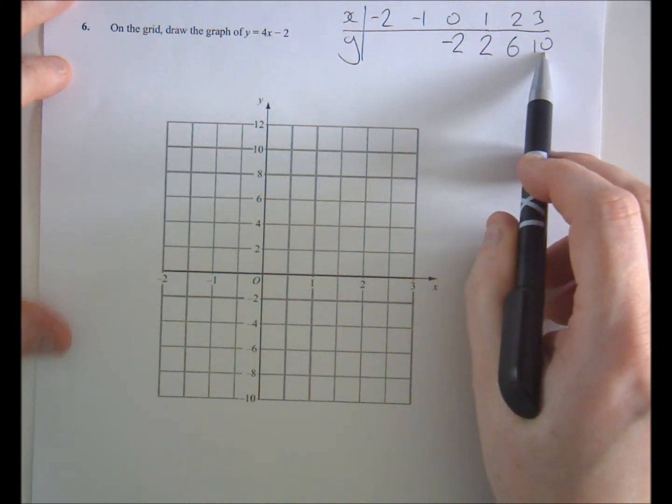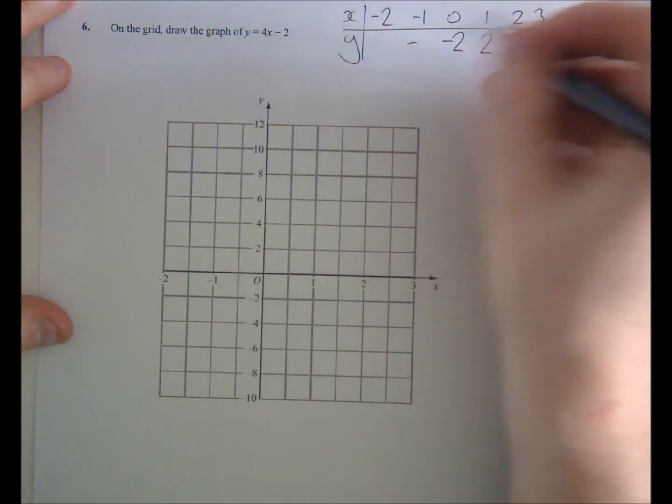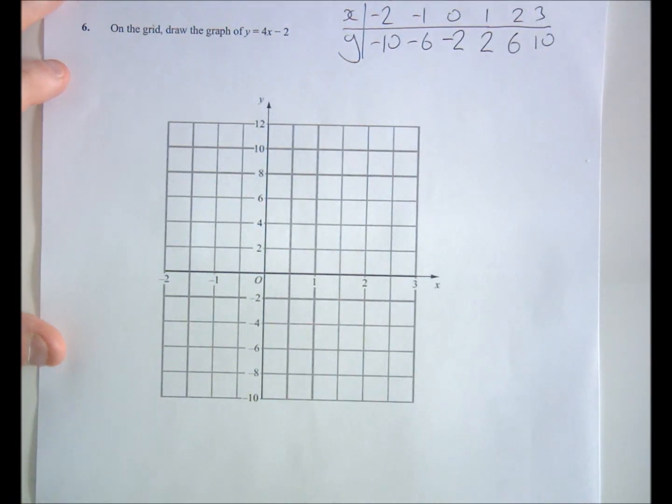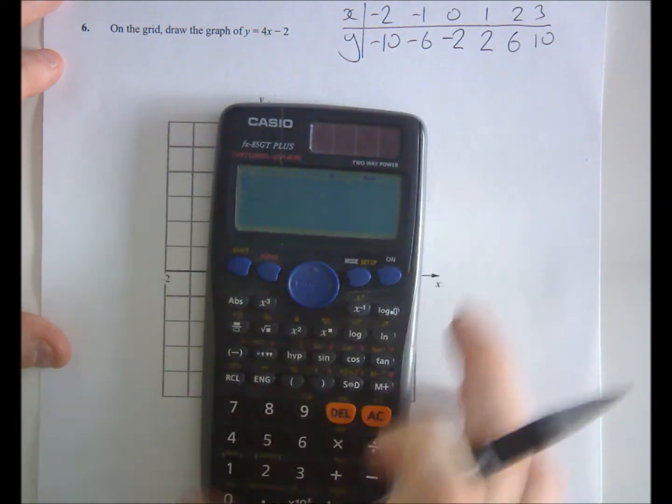If I reverse that, it's going down in 4, down in 4, down in 4, down in 4, and down in 4. Now I've just done that from a non-calculator point of view in case it comes up on the non-calculator exam. However, we are in the calculator exam.